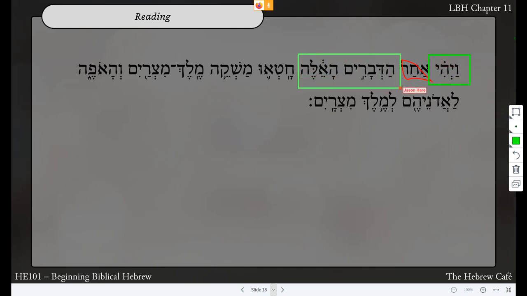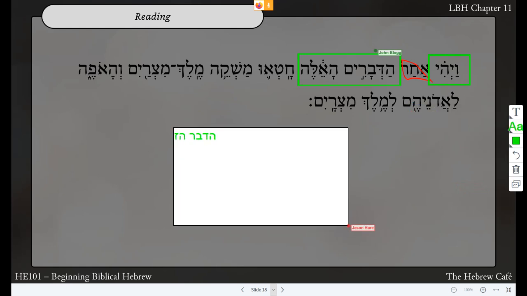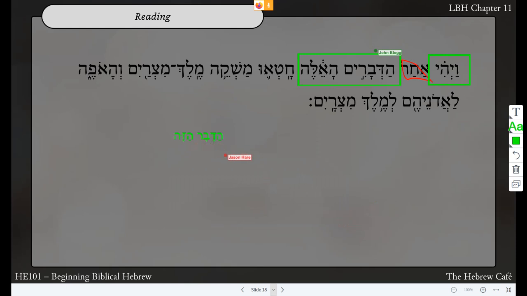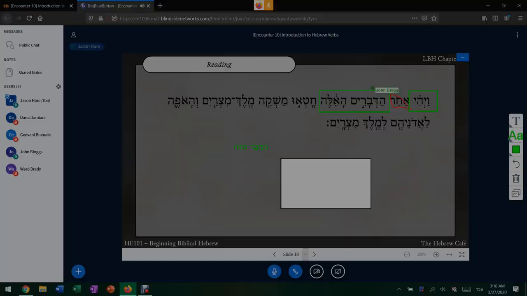Okay. Do you get this phrase with no problem? Remember, we've got Hadavar Hazeh. I can't write with my pen again. So Hadavar Hazeh means this thing. And this is the plural. Hadvarim ha'ele, these things.